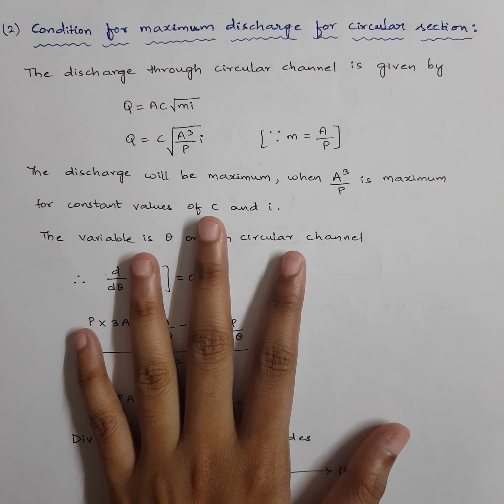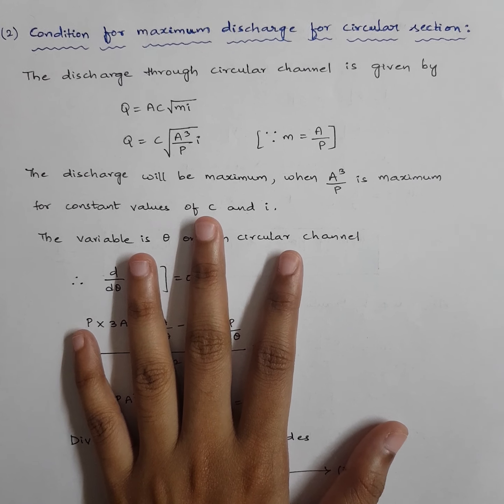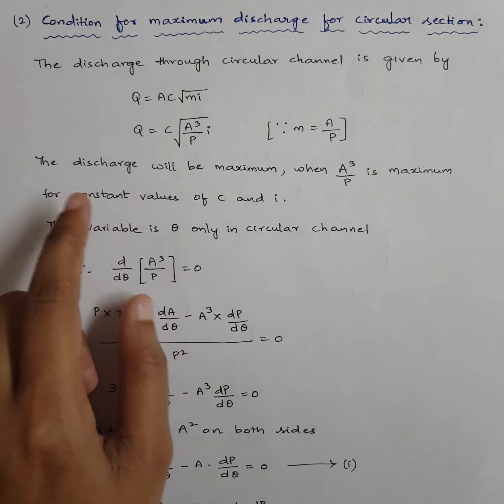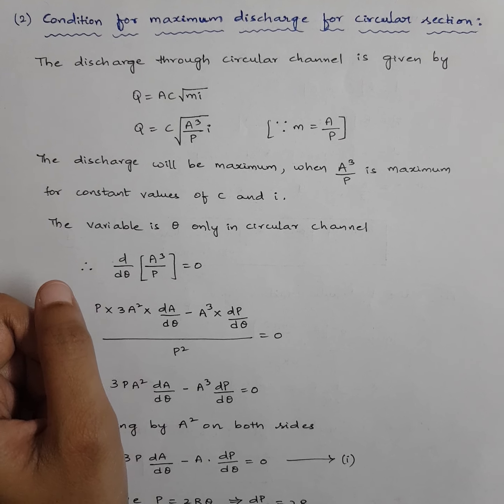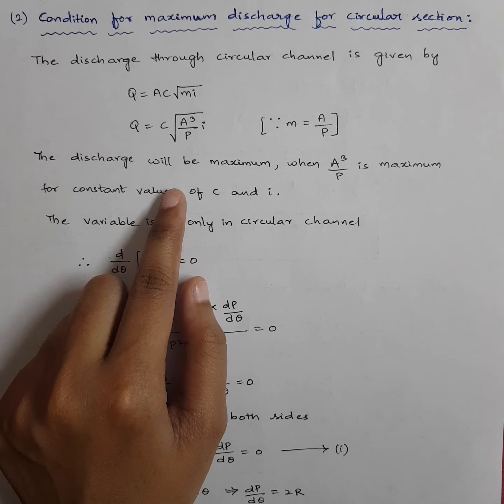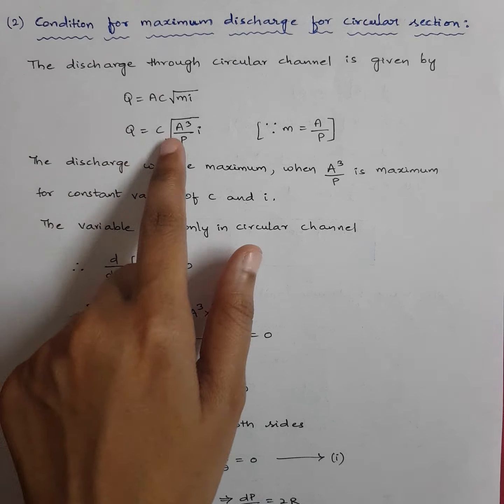Alright, the second condition is the condition for maximum discharge for a circular channel. As I've told you, we'll follow the same diagram. Since in the last case I did it for maximum velocity, I took the velocity formula v equal to C root mi. Now I am doing it for discharge, so I will take the discharge formula, Q is equal to A C root mi.